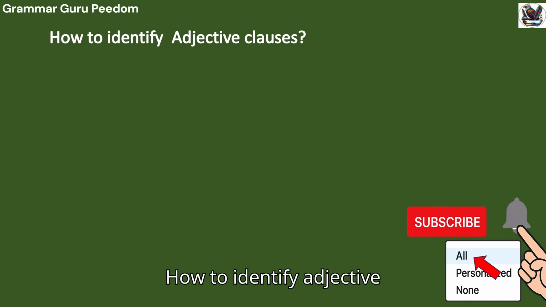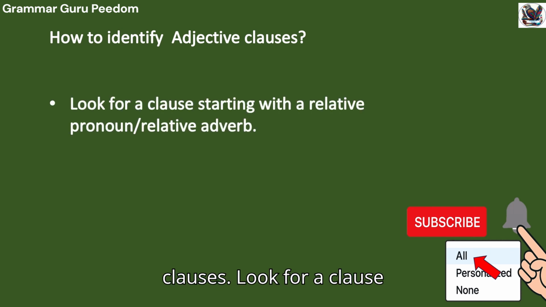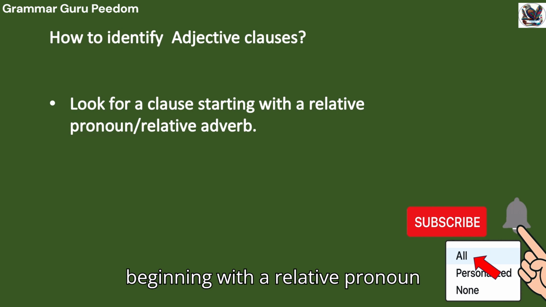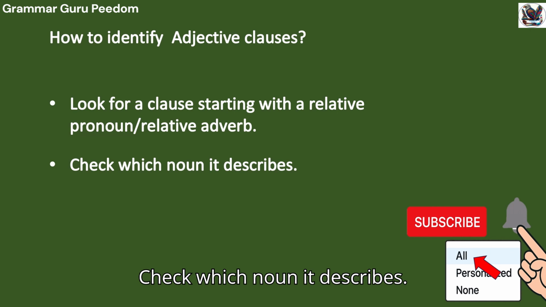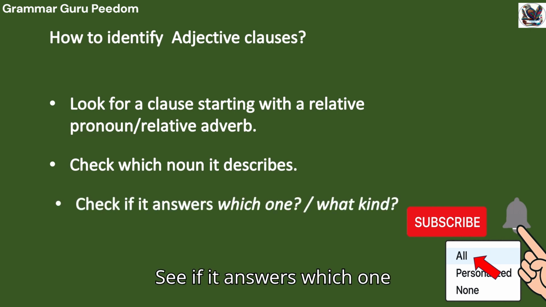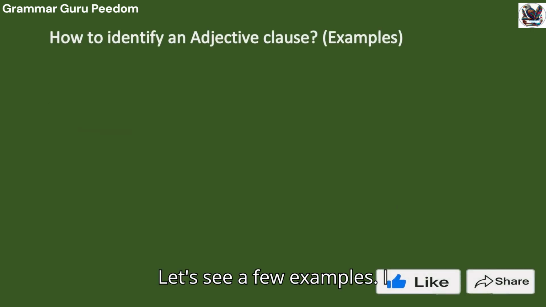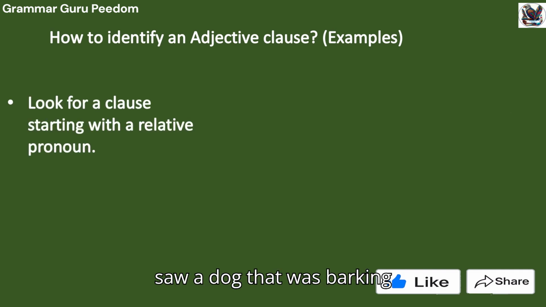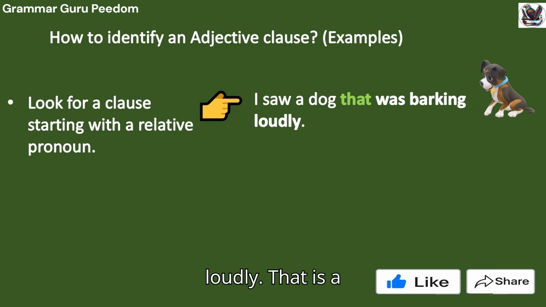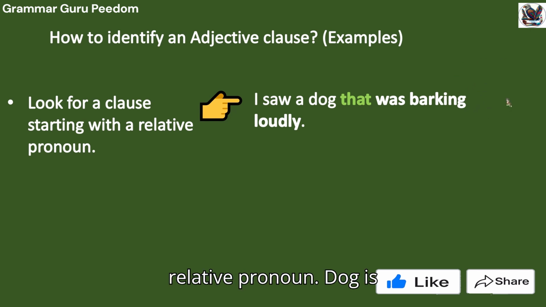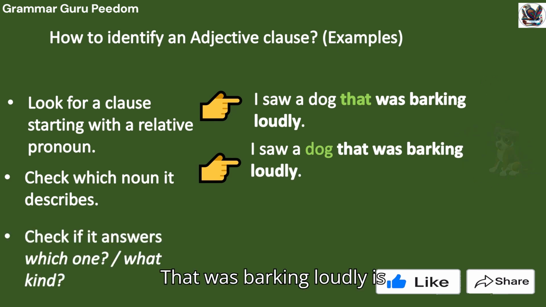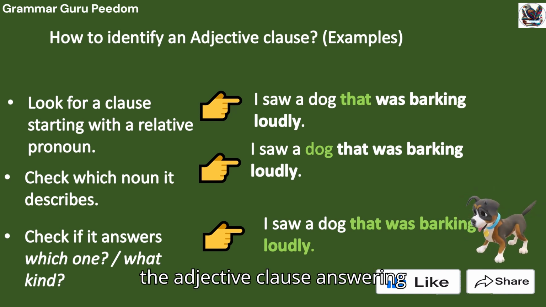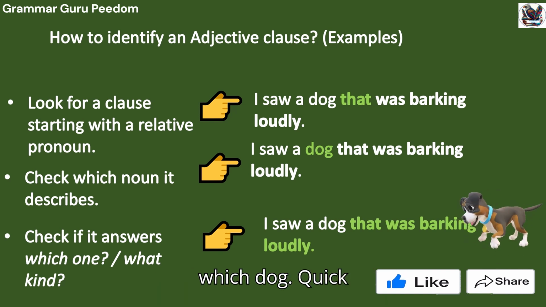How to identify adjective clauses. Look for a clause beginning with a relative pronoun or relative adverb. Check which noun it describes. See if it answers which one or what kind. Let's see a few examples. I saw a dog that was barking loudly. That is the relative pronoun. Dog is the noun being described. That was barking loudly is the adjective clause answering which dog.